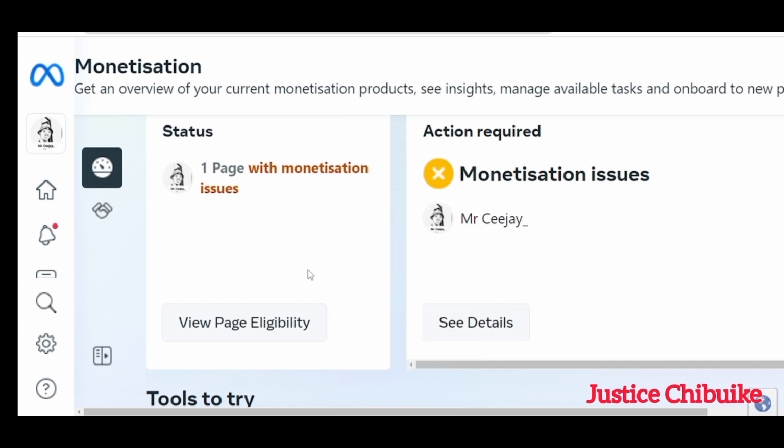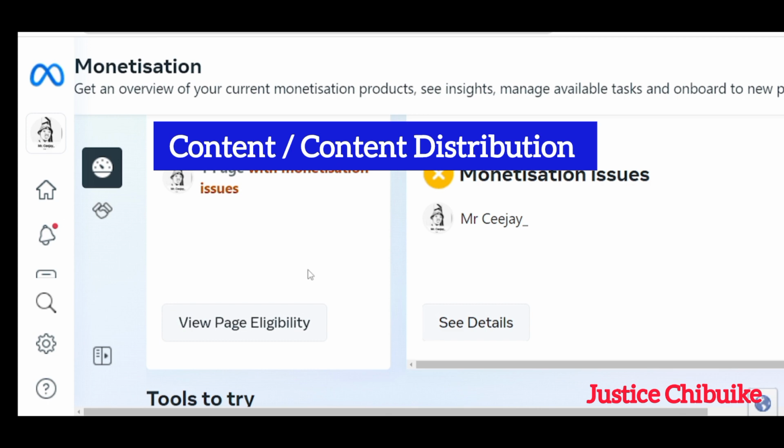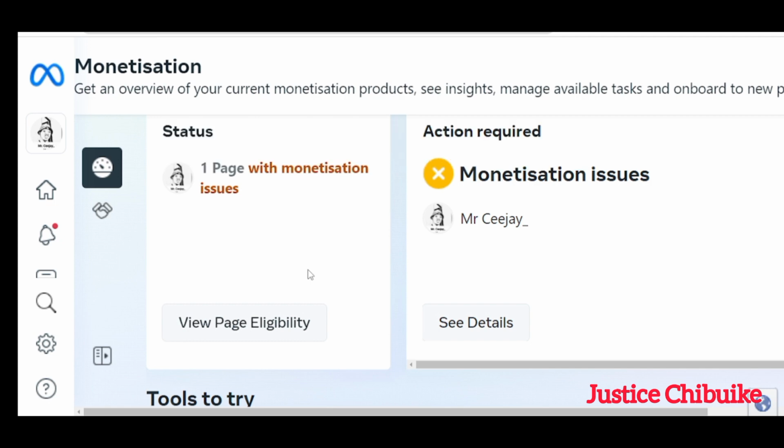Okay, so the second thing that may likely cause Facebook monetization policy issues on a page is content and content distribution. The kind of content that you put out on your page can cause monetization issues. There are some write-ups, some words that are not allowed on Facebook. There are some graphics that are also not allowed on Facebook. And there are some contents, that is videos, that are not allowed on Facebook. Later, I'm going to be going into details to tell us about this content in this video.